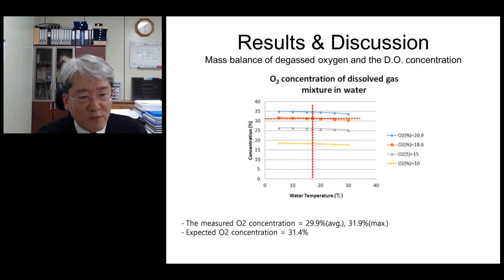Now, in terms of oxygen concentration of the extracted gas, the volume averaged oxygen concentration of 29.9% and the maximum of 31.9% is obtained, while the theoretical model predicts 31.4%, which shows again a very good agreement.